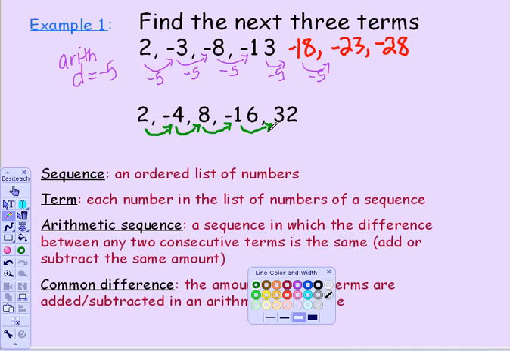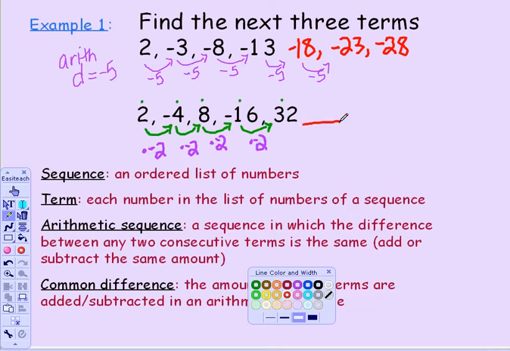In this pattern, you'll notice it's positive, negative, positive, negative, positive. It's alternating back and forth between positive and negative. When it's alternating back and forth, we're going to look at multiplying by a negative. In this case, it's times negative 2, times negative 2, times negative 2, times negative 2. So we can still find those next three terms.